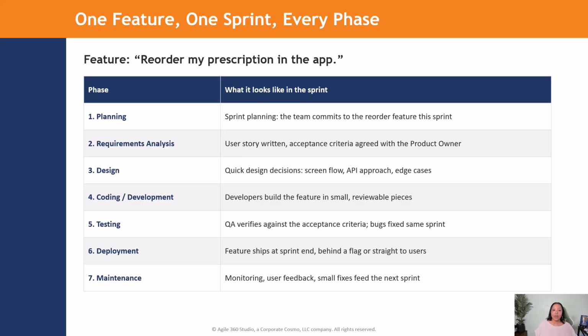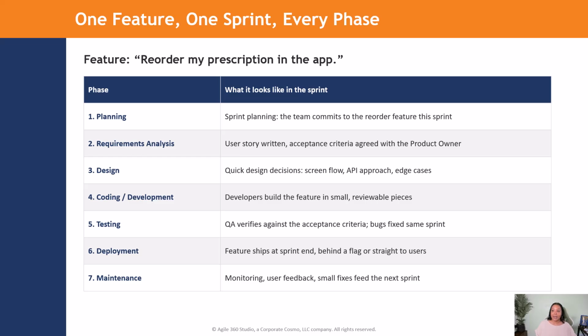Design is the quick decision. What does the screen look like? Which API do we call? And what happens if the prescription expires? Then is coding, which is the developers building it in small pieces. Testing is QA checking the feature against the exact acceptance criteria and fixing the bugs inside the same sprint. Deployment is the feature shipping at the sprint end.